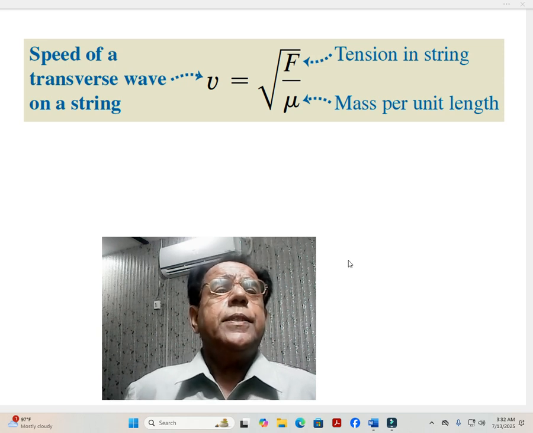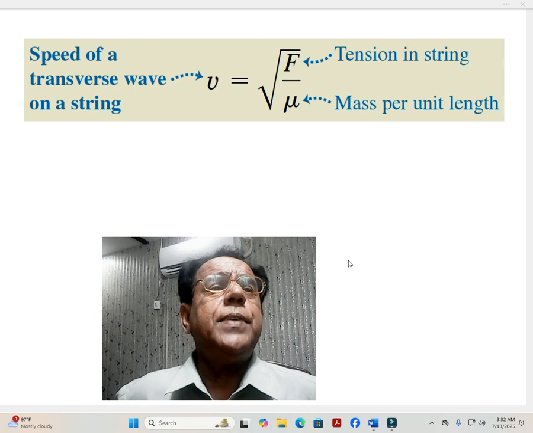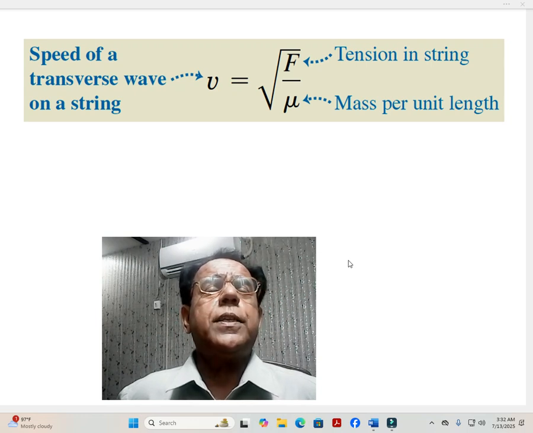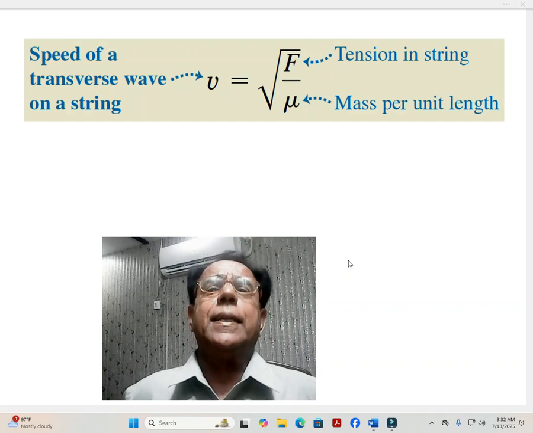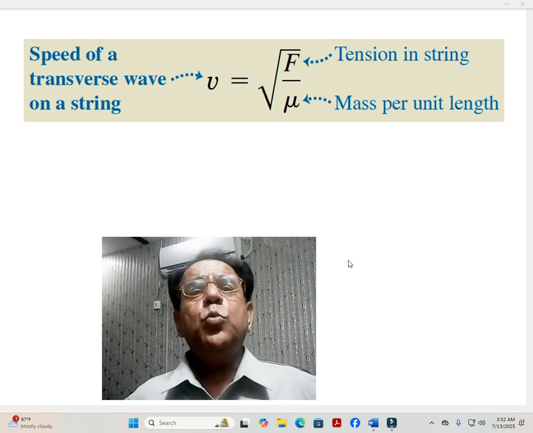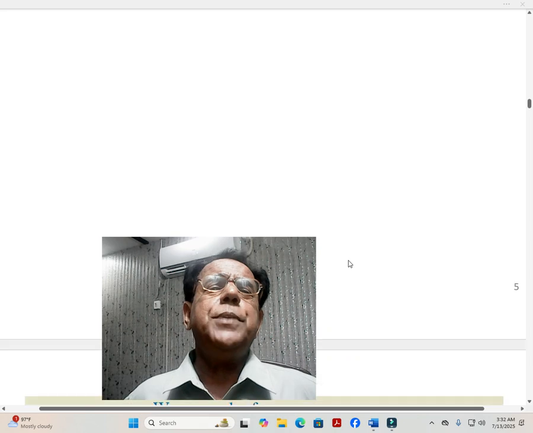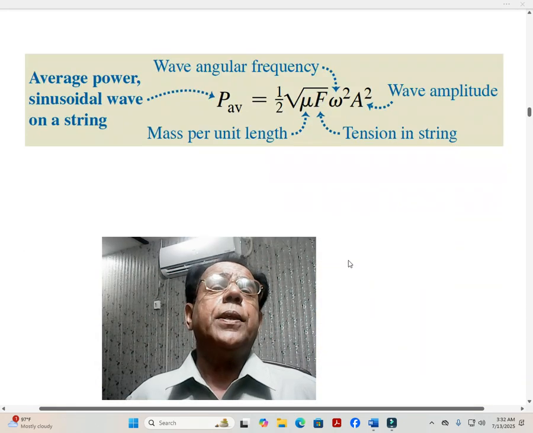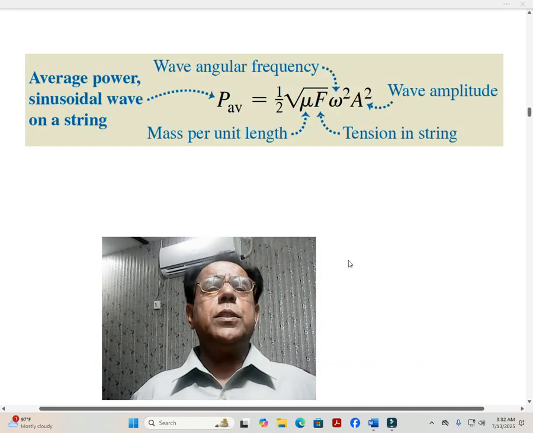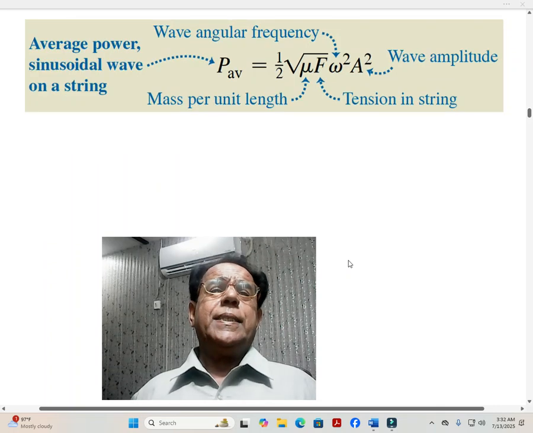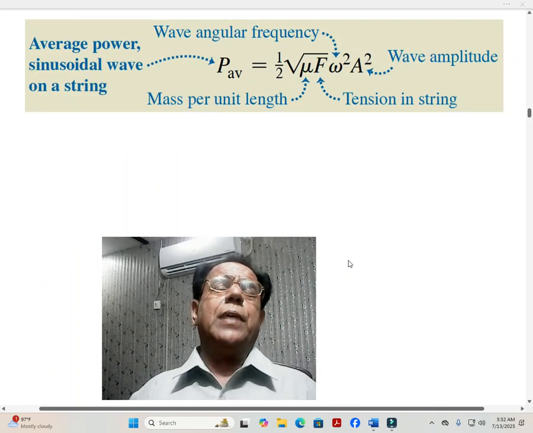Now again another version of the same. Speed of a transverse wave on a string: v is equal to square root of F over mu, where F is tension in the string and mu is mass per unit length. In the presence of these four various snapshots on the same topic, a sense of confidence develops.